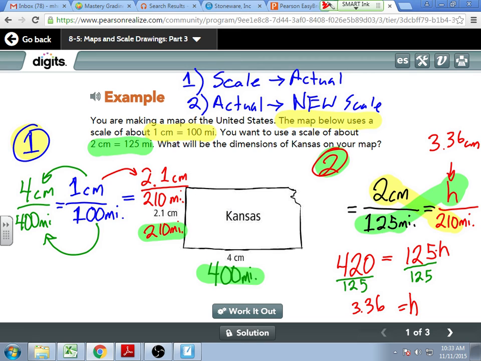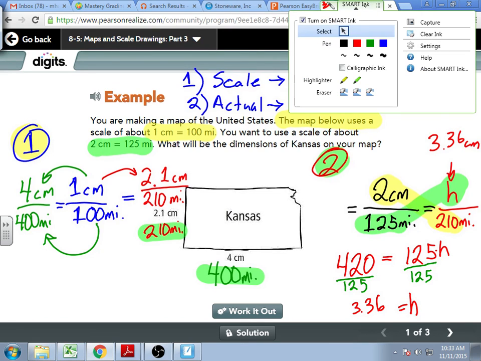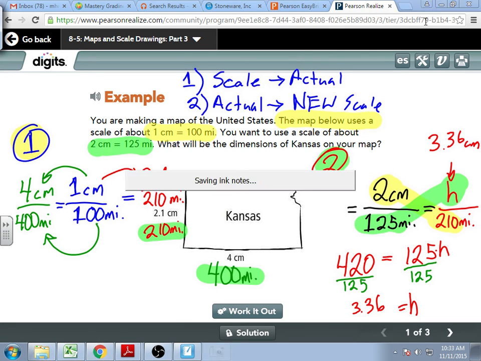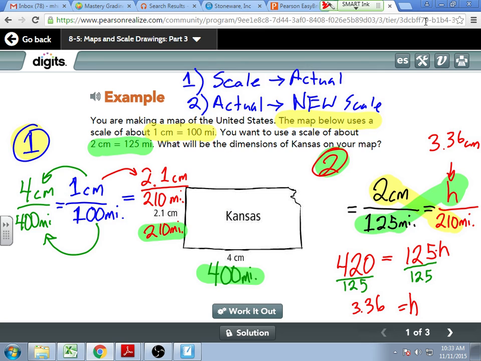We're going to do the same thing for the length, but I wanted to capture that before I run out of space. Zach? I did 125 divided by 2. Yeah, you found the unit rate of miles per centimeter, and then you got 62.5. And then you just multiply that by however many centimeters you have.